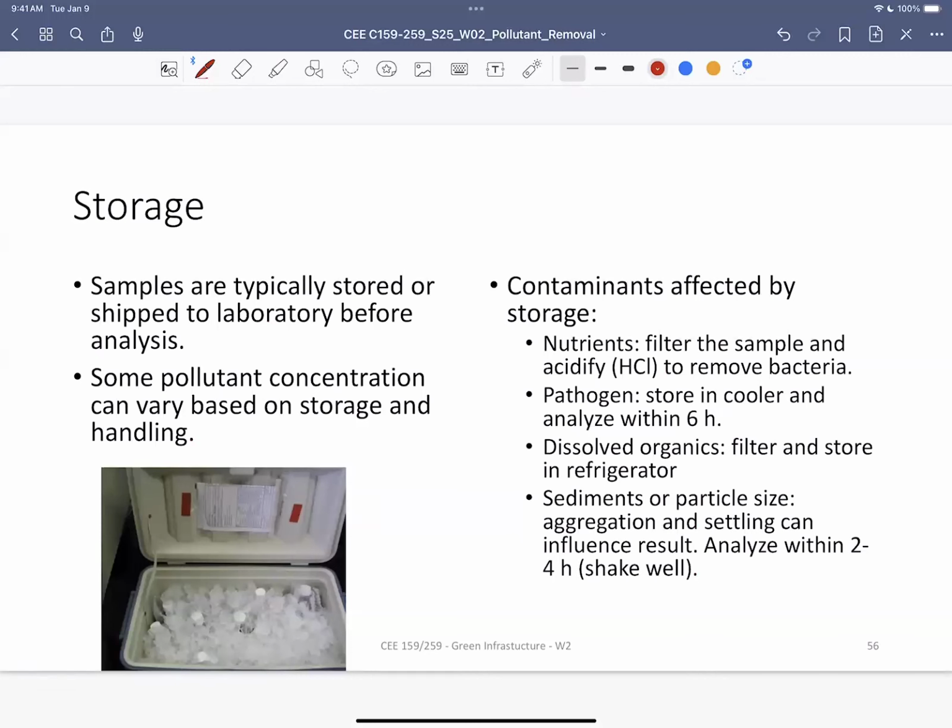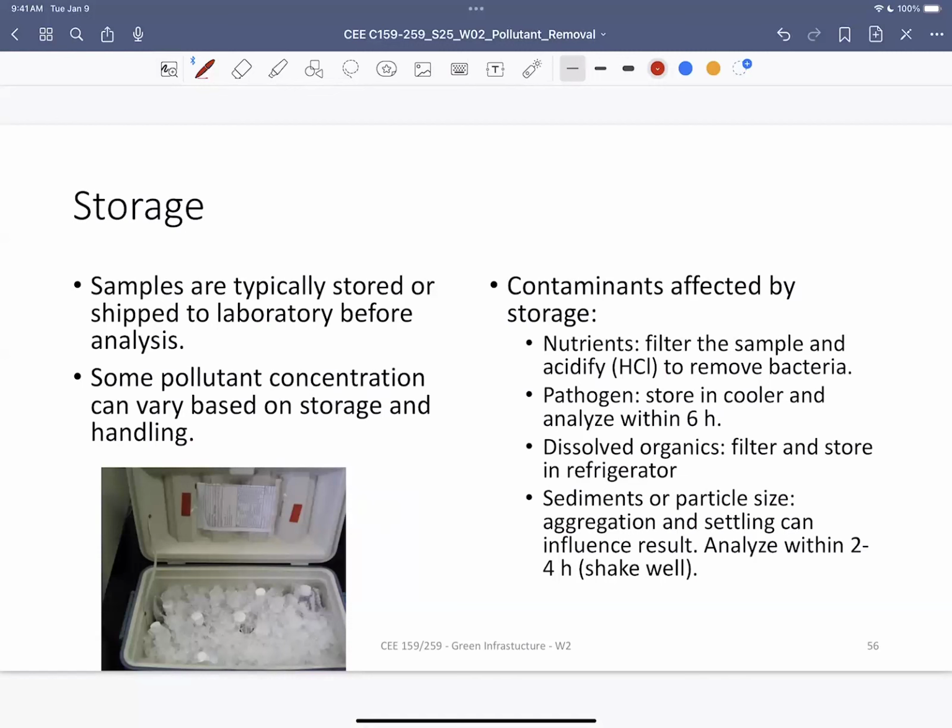Storage. A lot of times you do not measure the pollutant concentration quickly because it takes time. You have to send it to the lab. So how long you store it might have influence. For metal, you can store it for weeks because metal does not destroy itself. The only way metal concentration may decrease is that a particular dissolved metal can bind with the wall. So as long as you acidify, it will stay for a long time. So that's why acidification is needed.